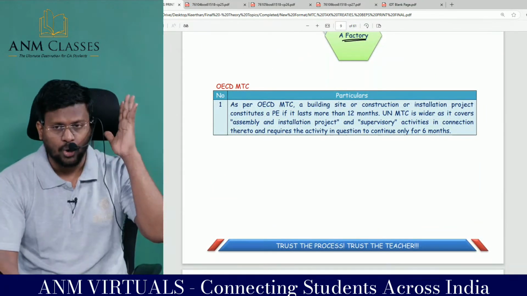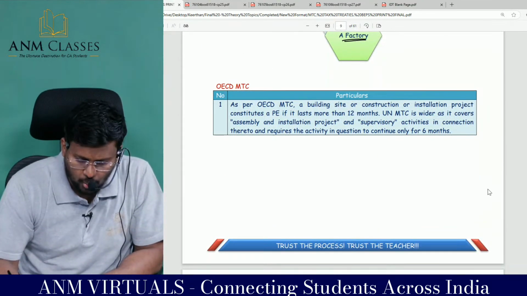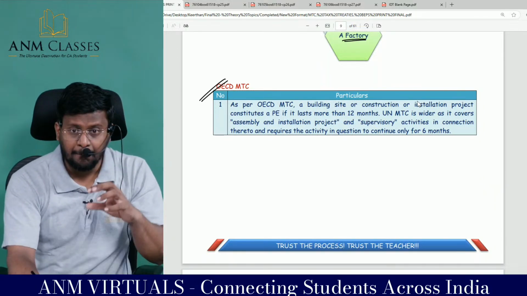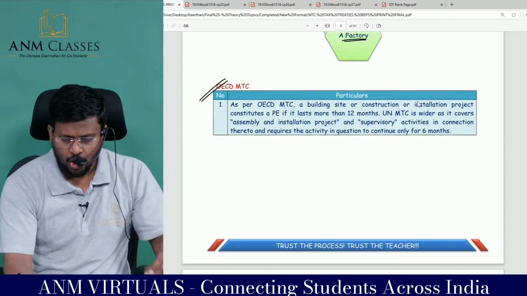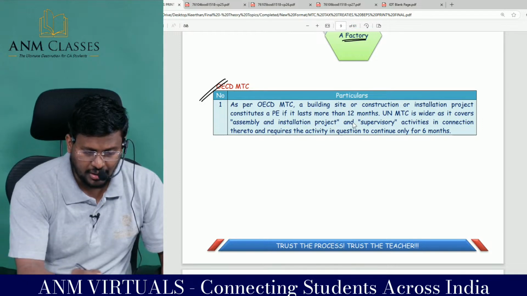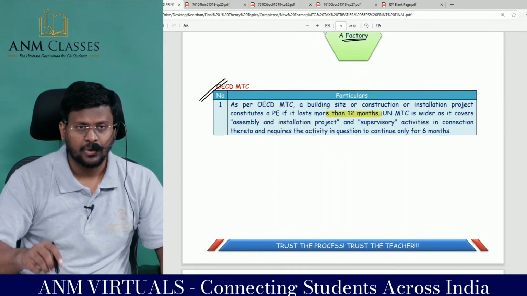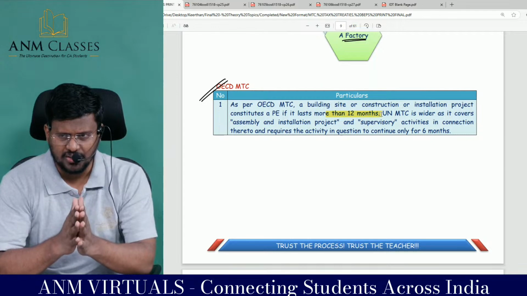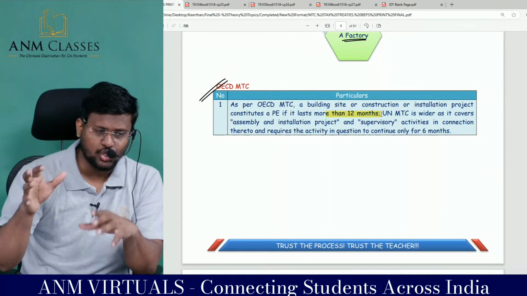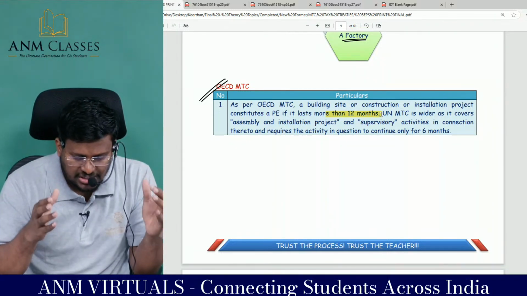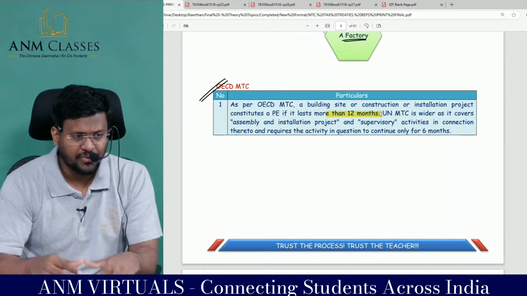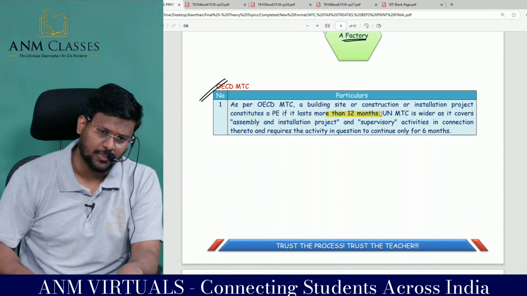Now, the OECD model tax convention. As per the OECD model tax convention, a building site or construction or installation project constitutes a PE if it lasts for more than how many months? 12 months. That means, my dear students, as per OECD, for example, I am from Pakistan and I am going to construct a building in India, I am going to install a project in India. If it lasts for more than 12 months, then we can say that there is a permanent establishment.